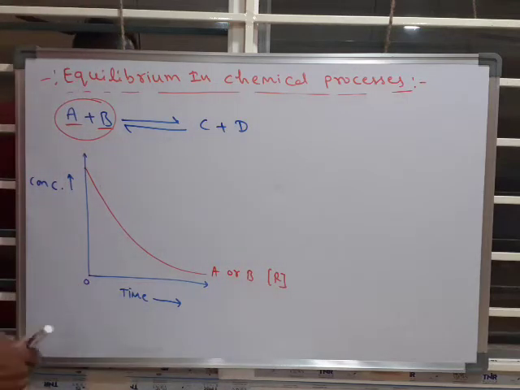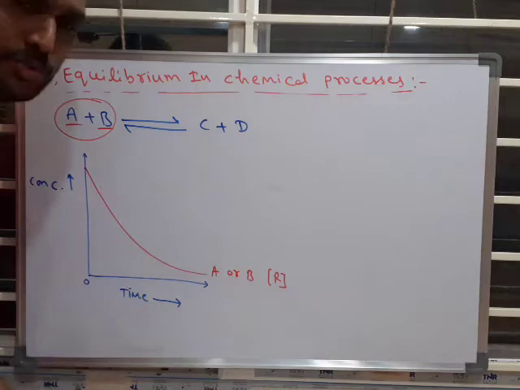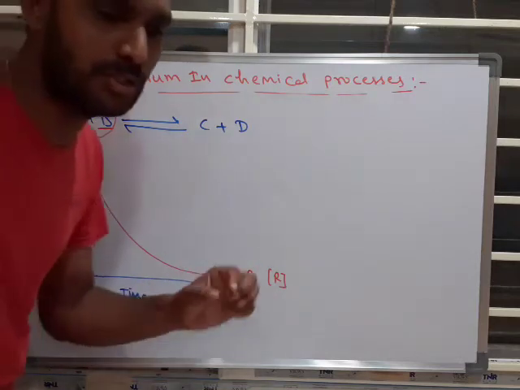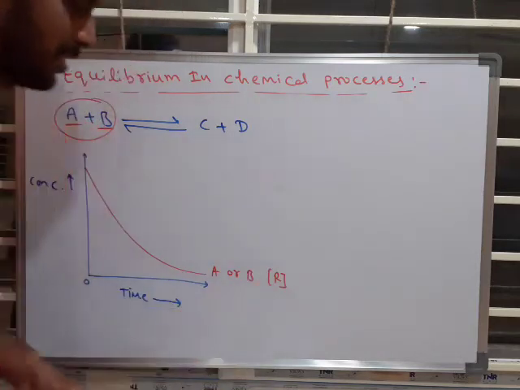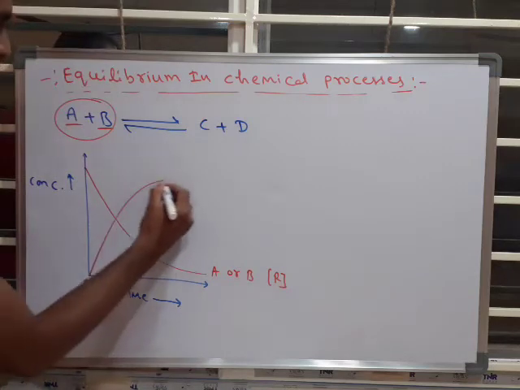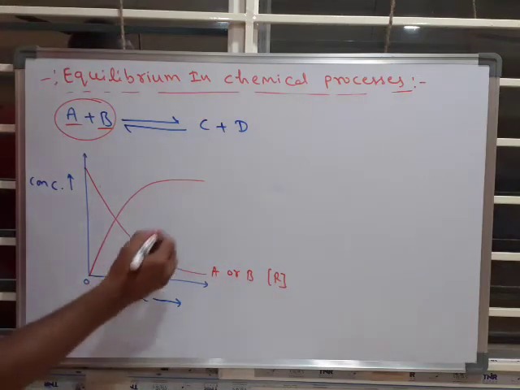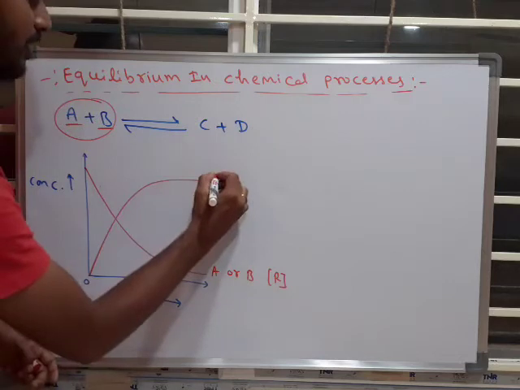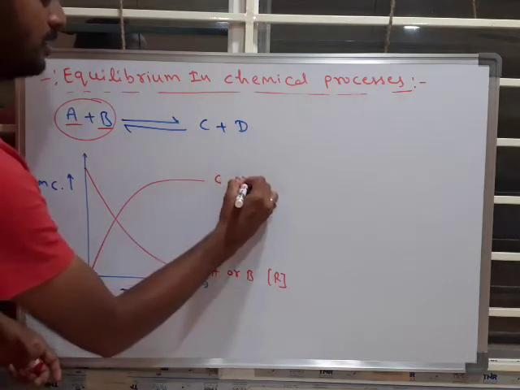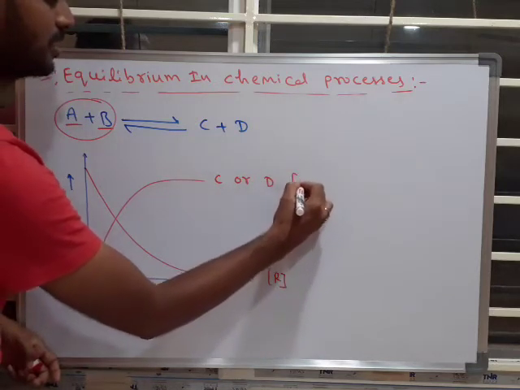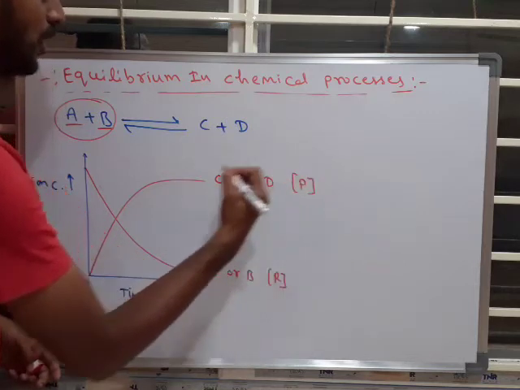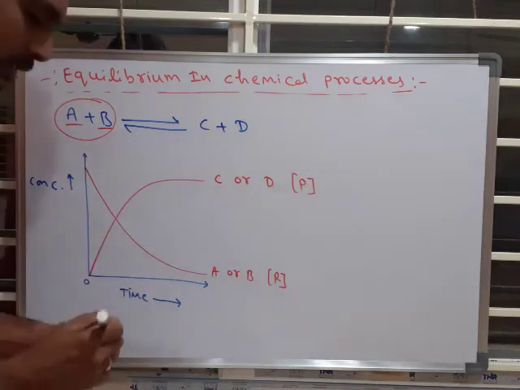Next, what about products? At 0 time there are no products, but as the time goes on the products concentration increases. So the products concentration increase means this second curve indicates about C or D, or in general we can write the condition of products. The second graph indicates about the products.